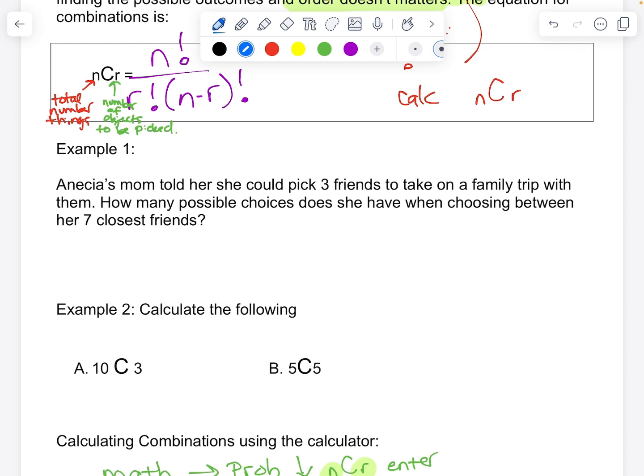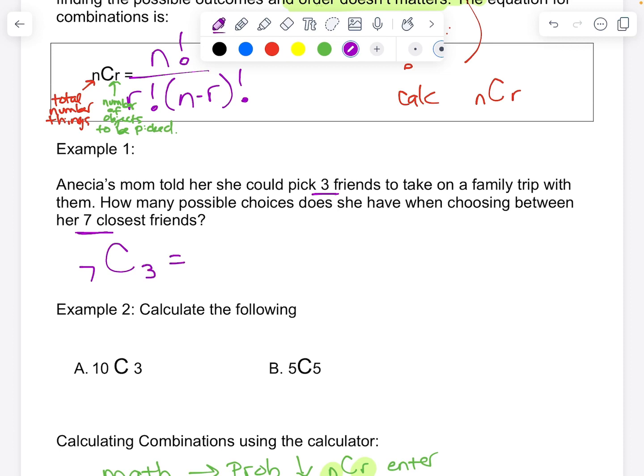Example 1. Anicia's mom told her she could pick 3 friends to take on a family trip with them. How many possible choices does she have when choosing between her 7 closest friends? It doesn't matter what order she picks when she makes her list, because in the end she's going to take the 3 people and they all just go as a group. So we have our 3 places and we have 7 friends total. Because order does not matter, we use a combination. 7 is our total number and we want 3 places filled.